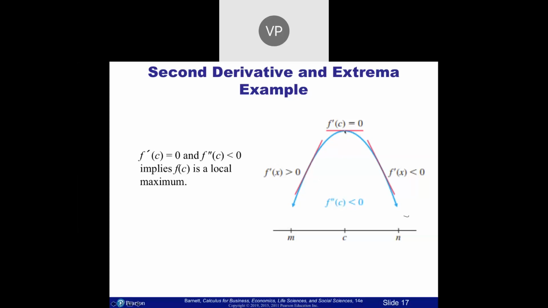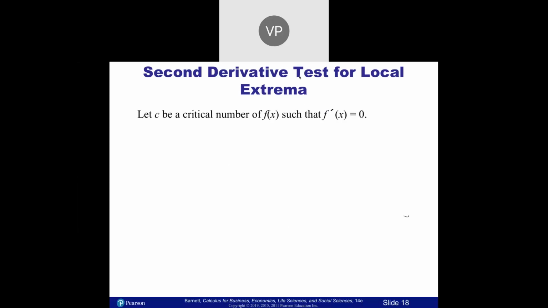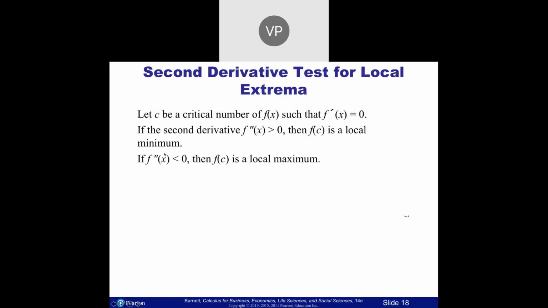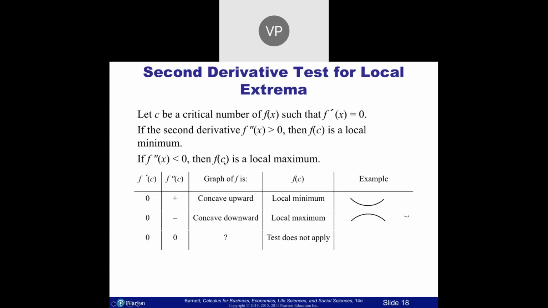So it's just another way to find whether it's a local max or min. You can test it in the second derivative. So that's what this second derivative test is all about. Okay, so now, at a critical number where the derivative at that point equals 0, if the second derivative is greater than 0, then it's a minimum. If the second derivative at that point is less than 0, then it's going to be a maximum. And that's all we're talking about right here.